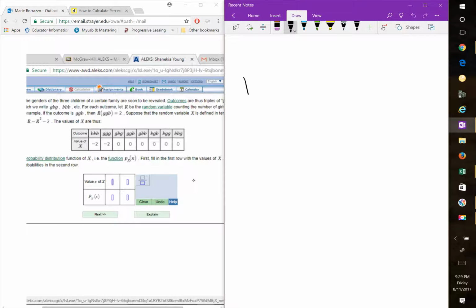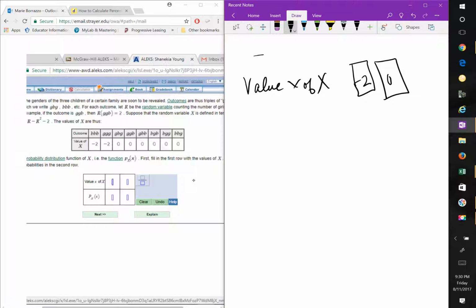So in the box where it says value, x of capital X, basically, in the first box, they're going to ask you to put in the negative 2, which is the smallest number in the data given here. And in the second box, you're going to put a 0. You have to keep in mind that the answers here always look like the number line. So the number furthest to the left goes first, and then the number subsequent to the right on the number line. So negative 2 and 0.